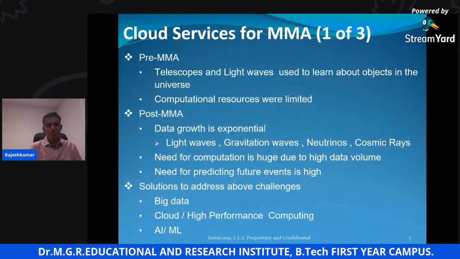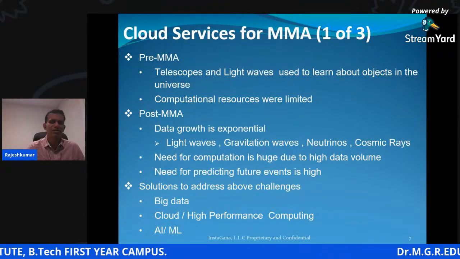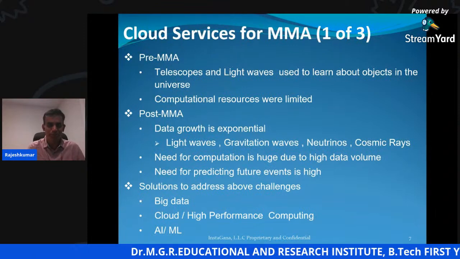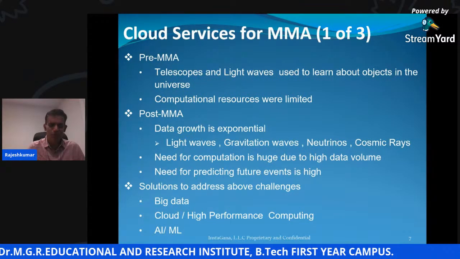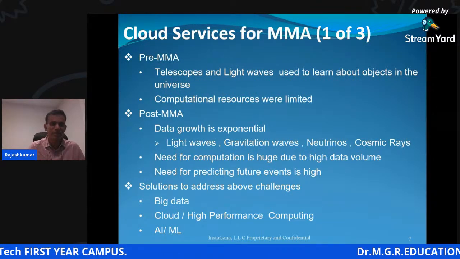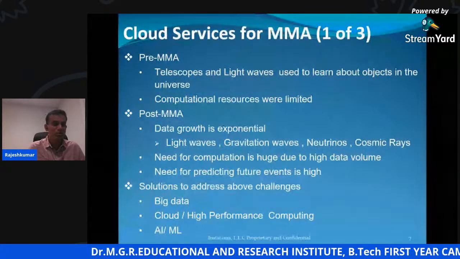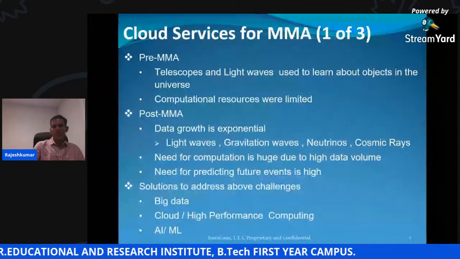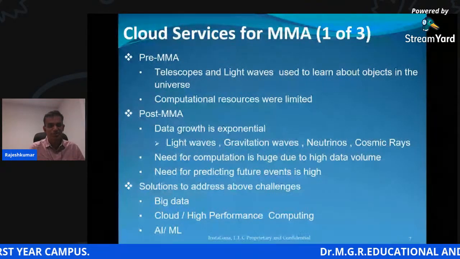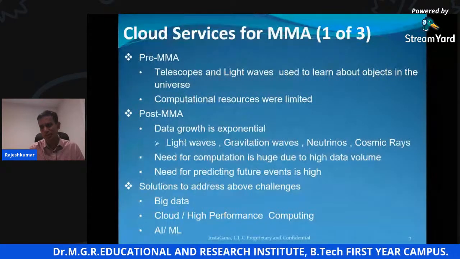So moving to the other one. How are we addressing this? I think at the moment we know what the building blocks of cloud computing are, and how we are going to address multi-messenger astronomy using these building blocks. We talked about how the world was before multi-messenger astronomy. They were just using telescopes, and light waves were used to learn about the objects in the universe. And the computational resources were quite limited.